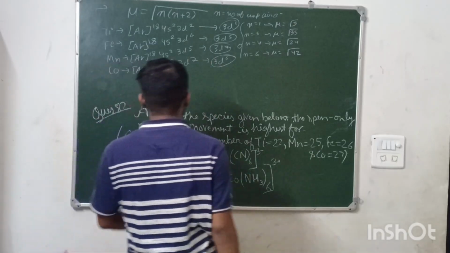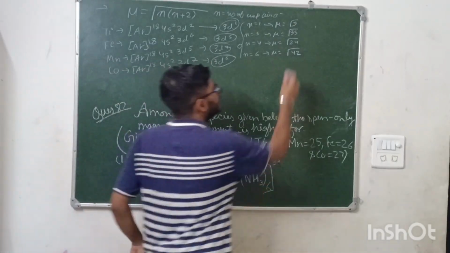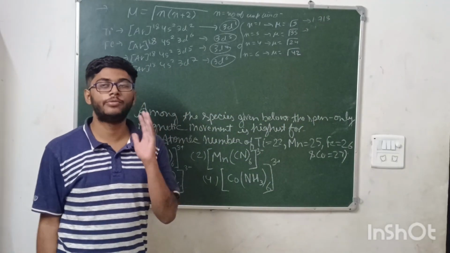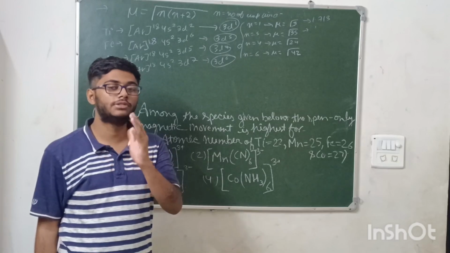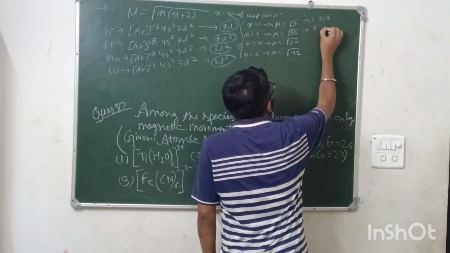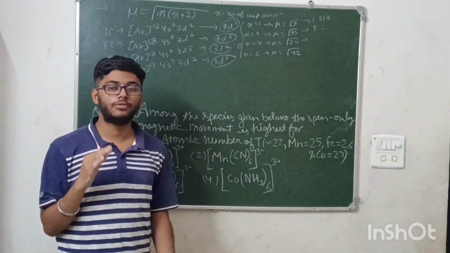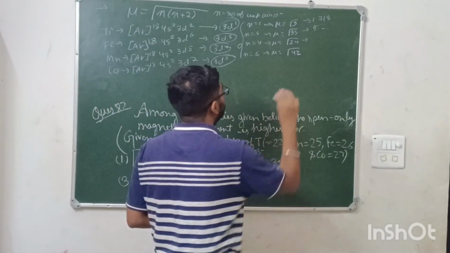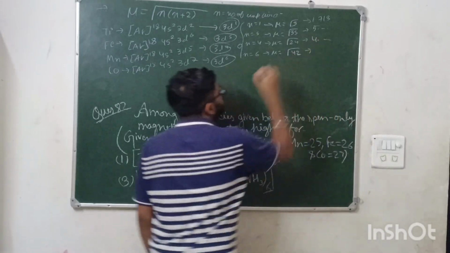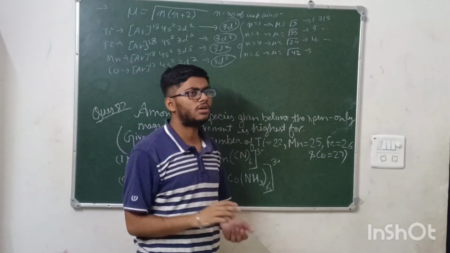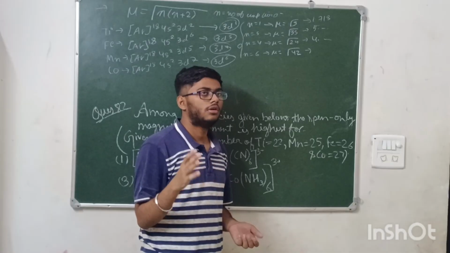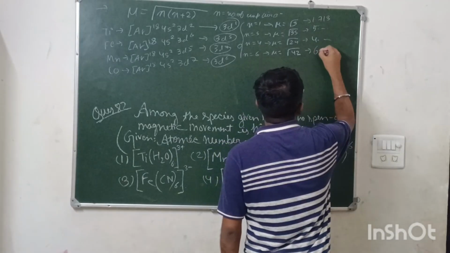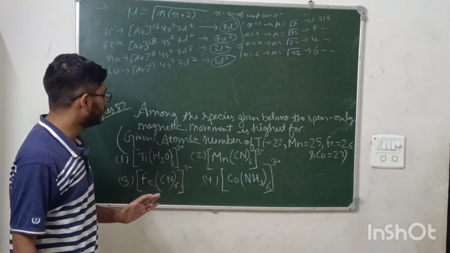Okay, now you need to tell which is highest. So root 3 value is approximately 1.73. Root 35 lies between root 25 and root 36, so roughly 5 point something. Root 24 lies between root 25 and root 16, so its value will be somewhere around 4 point something. And root 42 lies between root 49 and root 36, so it will be roughly 6 point something. Okay, so the highest spin only magnetic moment is for what?